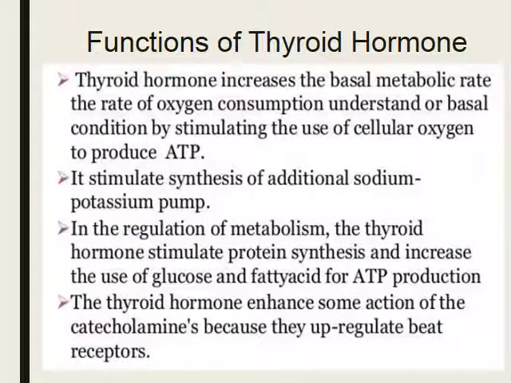Actions of thyroid hormone. Thyroid hormone increases the basal metabolic rate and the rate of oxygen consumption under basal condition or under activity by stimulating the use of cellular oxygen to produce ATP. It also stimulates synthesis of additional sodium-potassium pumps. It is also helpful in the regulation of metabolism. The thyroid hormone stimulates protein synthesis and also increases the use of glucose and fatty acids for ATP production. Thyroid hormone enhances some actions of the catecholamines and upregulates the beta receptors.